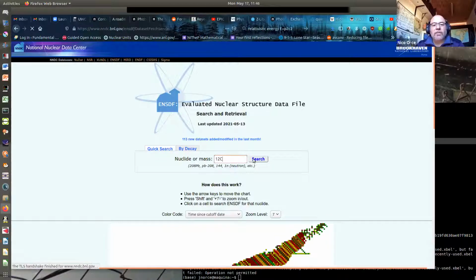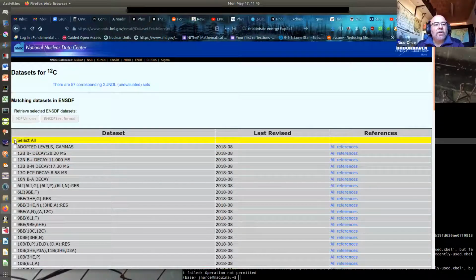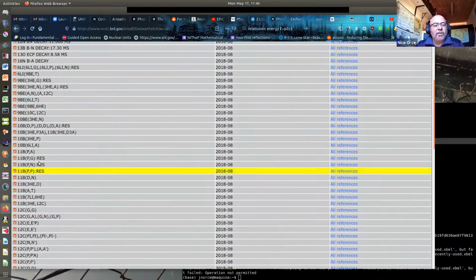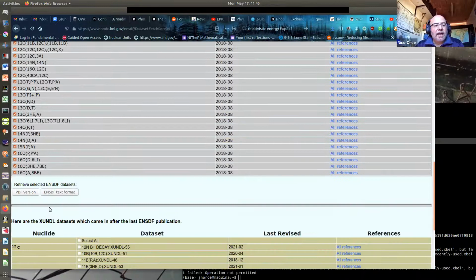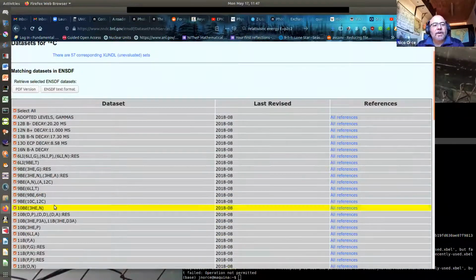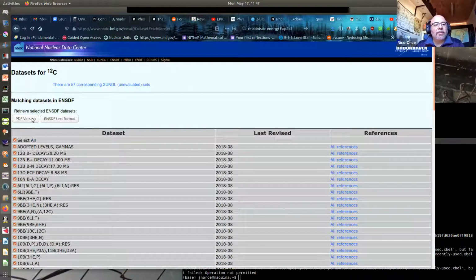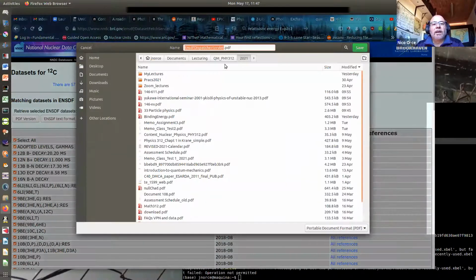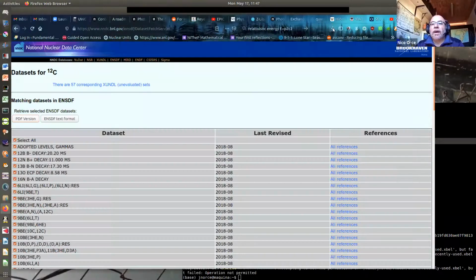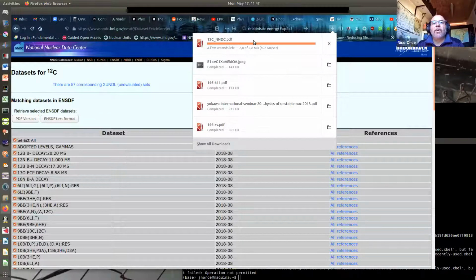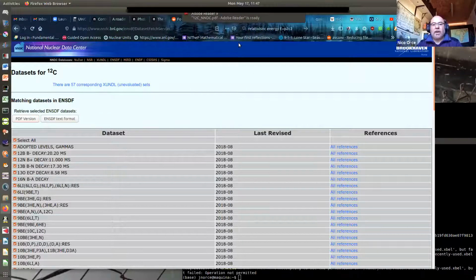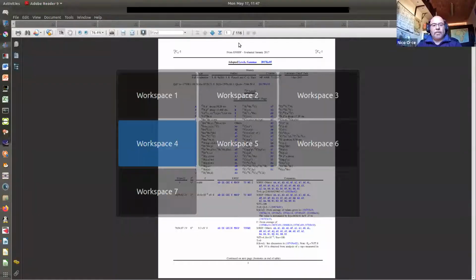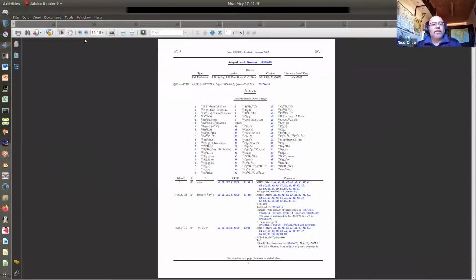Let's say carbon 12, and you select all the different studies which have been done before. You see all these studies have been done throughout the years to study carbon 12. And we just get the PDF, and here we have a PDF with all the information that we have for carbon 12. Okay.